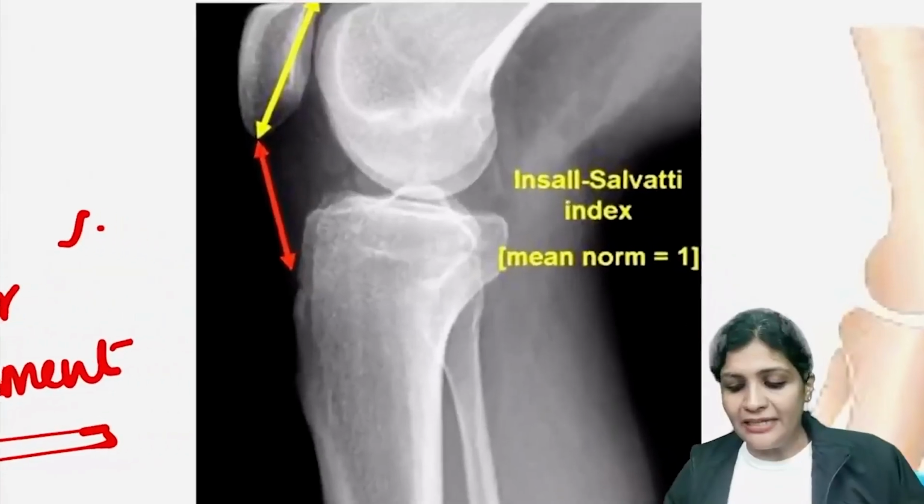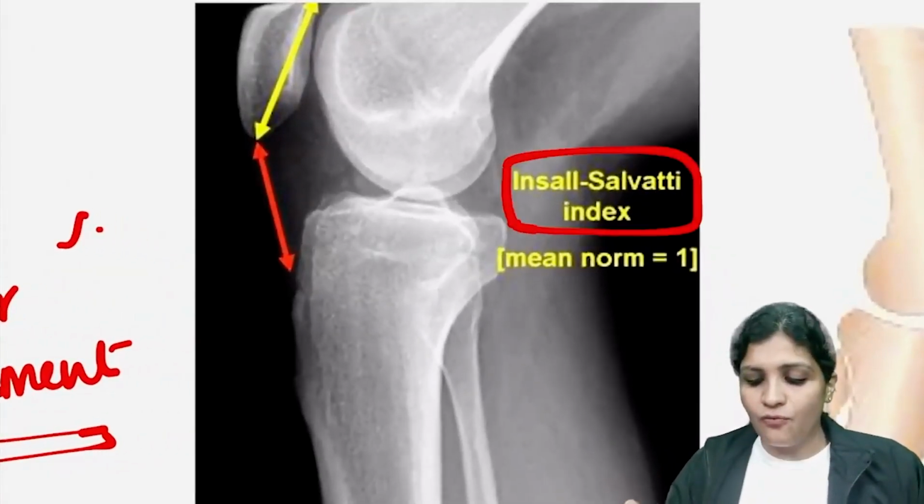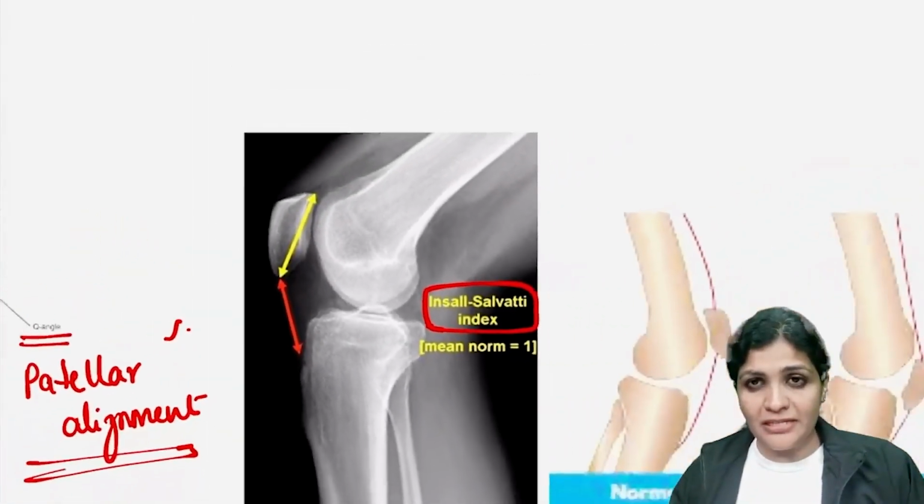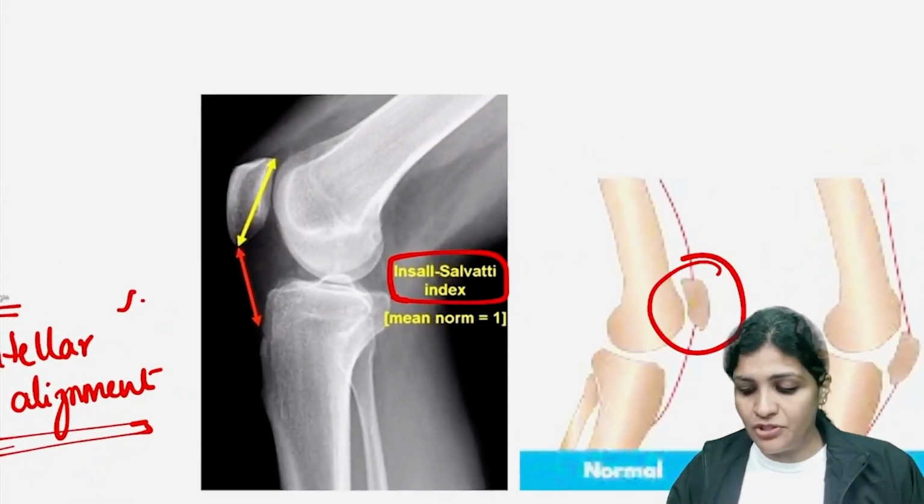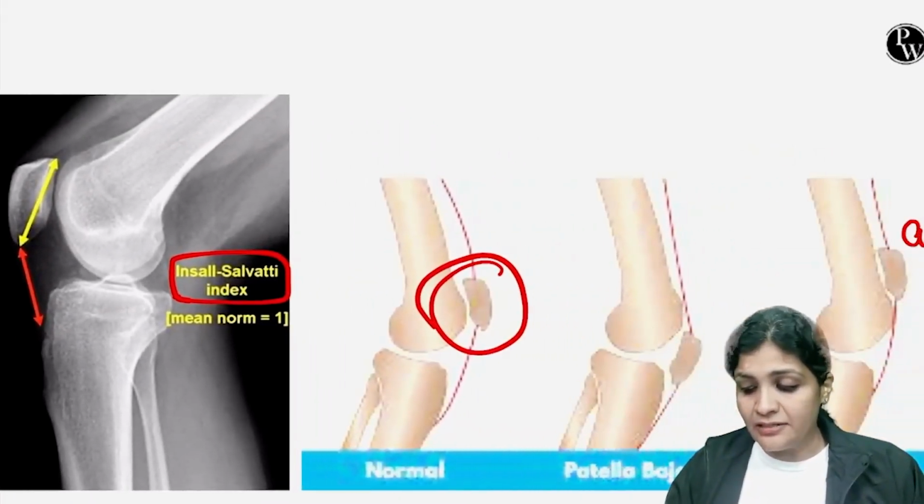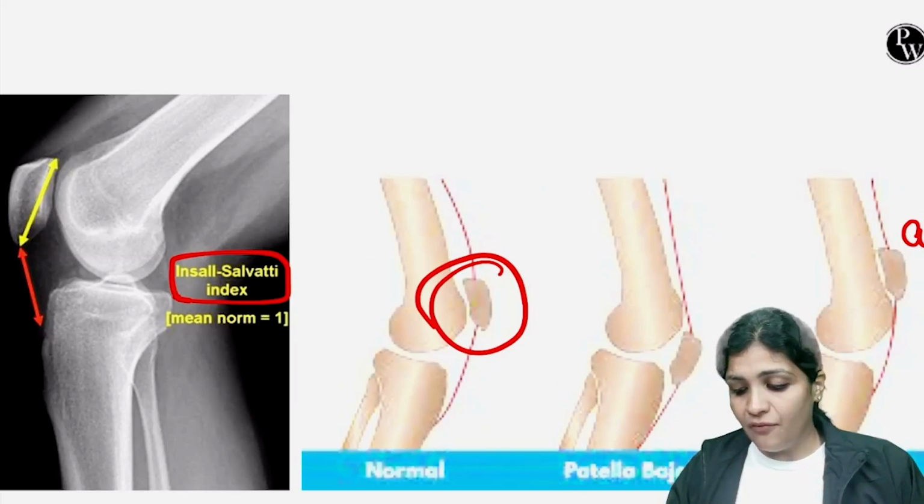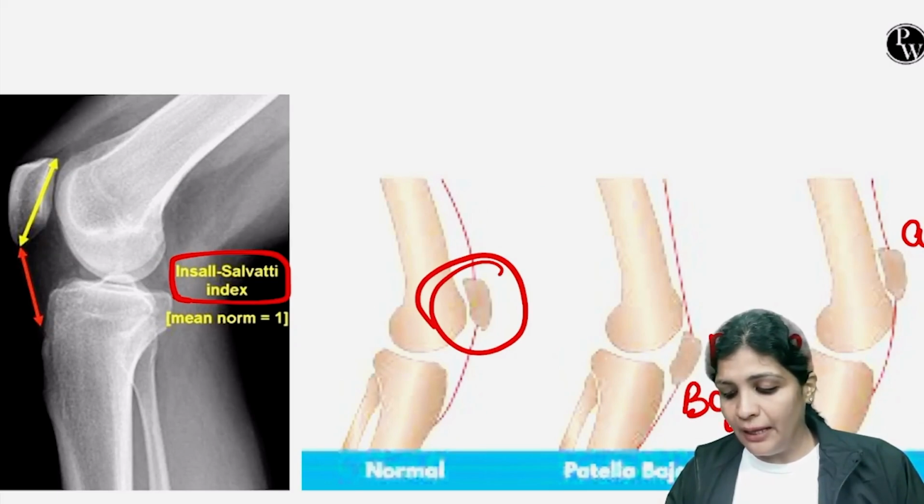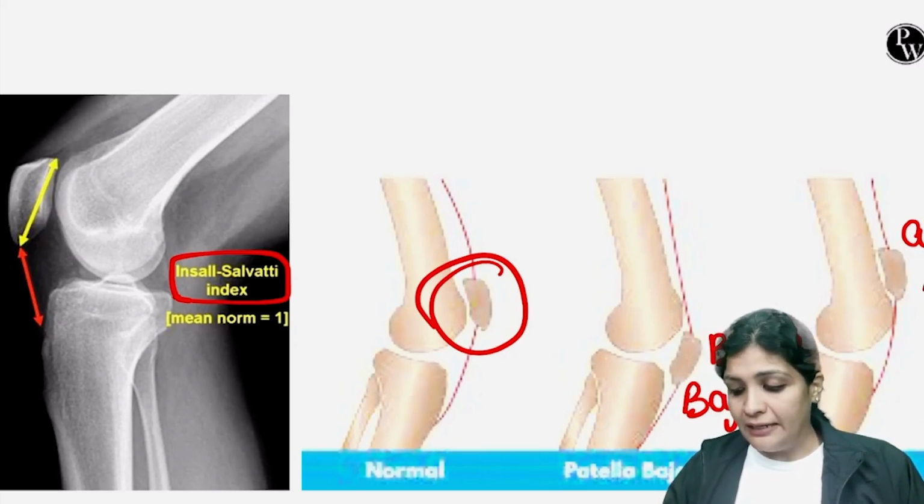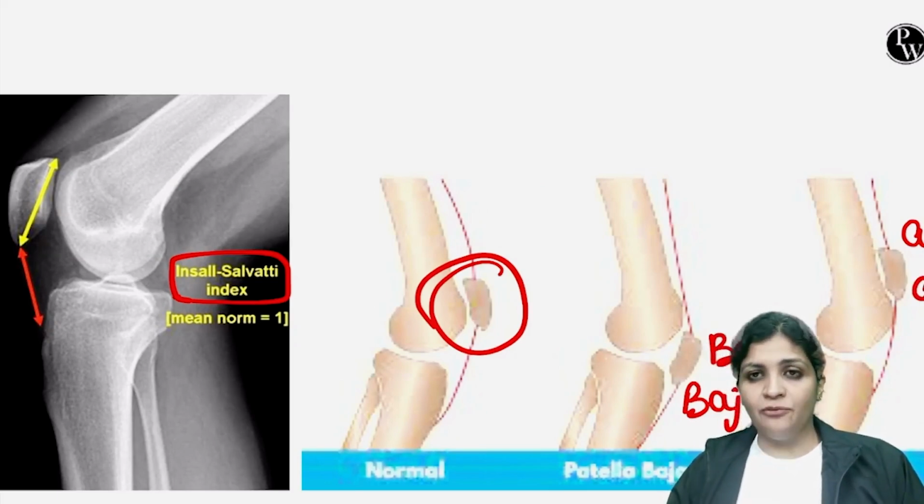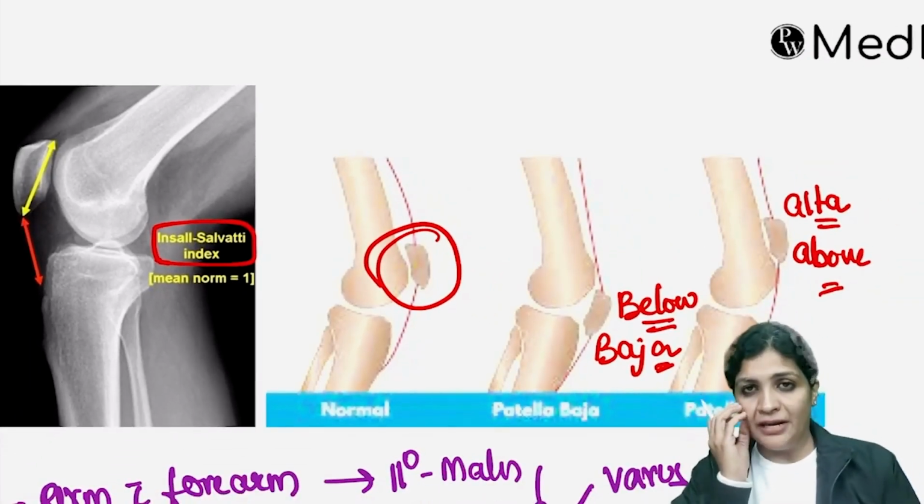And one more thing is your Insall-Salvati index for patella alta and baja. If the patella is normally positioned at this level, and it is high, this is called alta. If it is below, it is called baja. So remember, A for A, B for B. Above is alta, below is baja. That is how you remember.